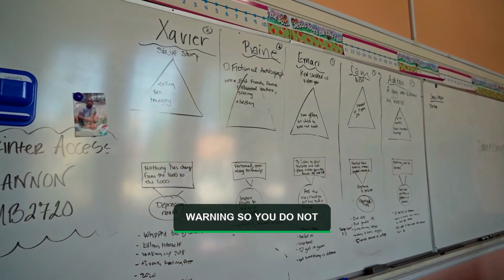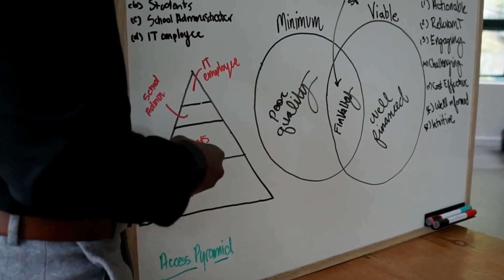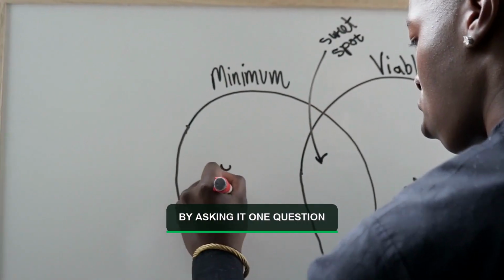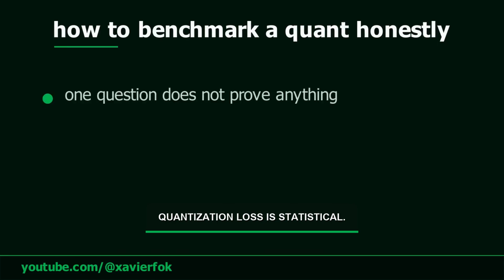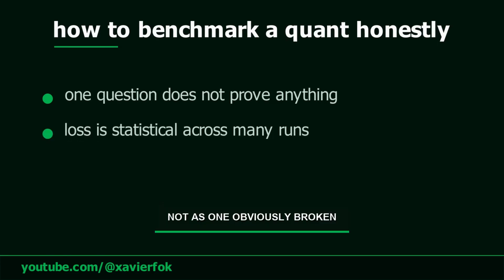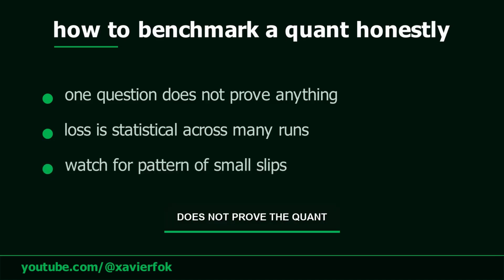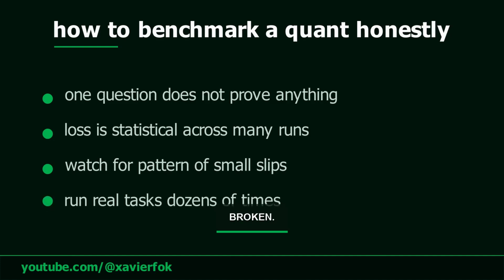The one honest warning so you do not get burned. Do not benchmark a quant by asking it one question and judging the answer. Quantization loss is statistical. It shows up as a slightly higher rate of small mistakes across many runs, not as one obviously broken response. So a single good answer does not prove the quant is fine, and a single bad answer does not prove it is broken.